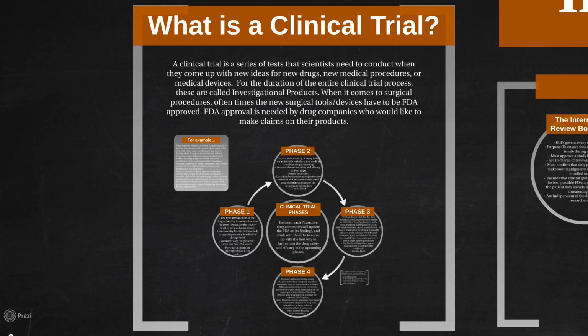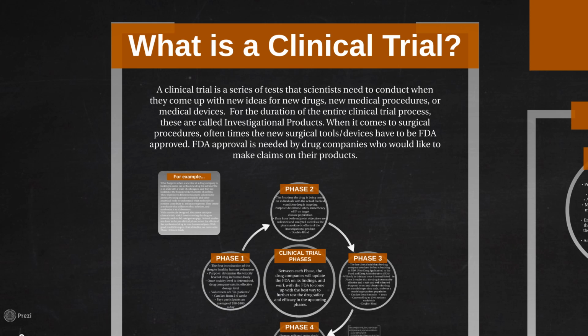So what is a clinical trial? A clinical trial is a series of tests that scientists need to conduct when they come up with new ideas for new drugs, new medical procedures, or medical devices. For the duration of the entire clinical trial process, these are called investigational products, or IP. When it comes to surgical procedures, oftentimes the new surgical tools and devices have to be FDA approved as well. And FDA approval is needed by drug companies who would like to make claims on their products.